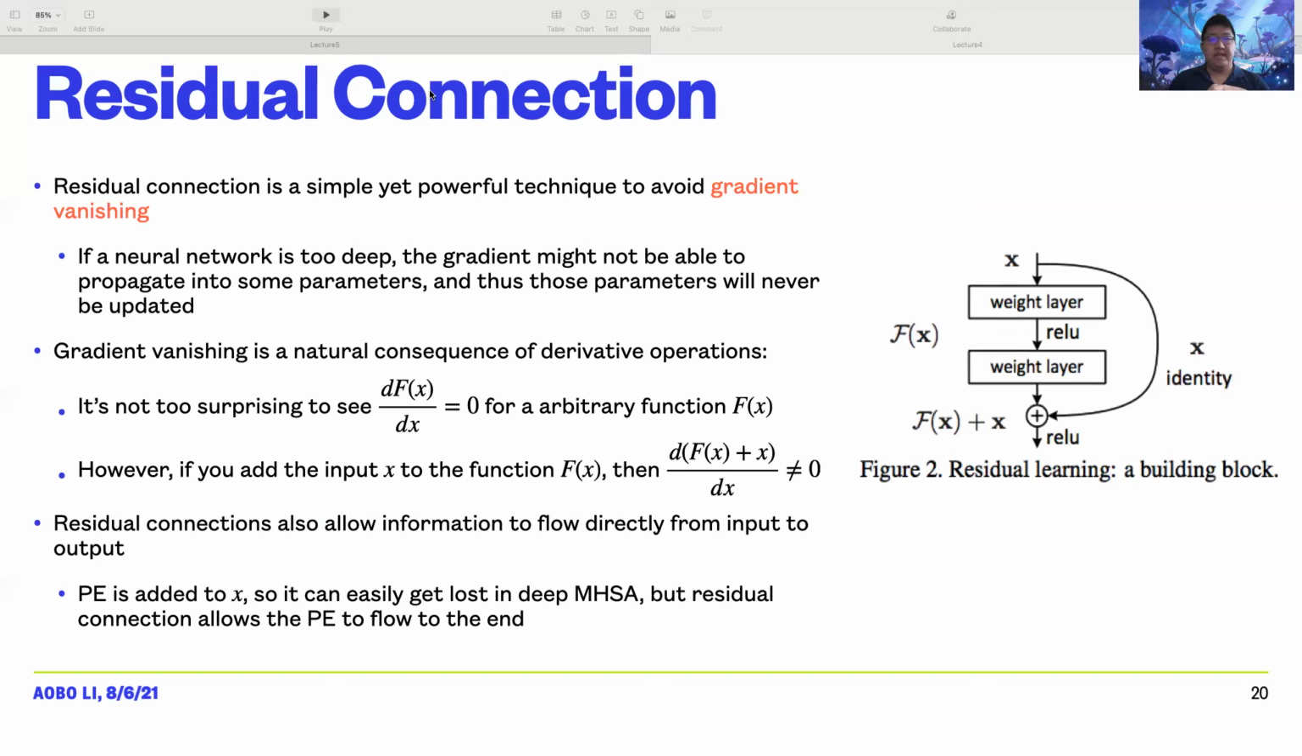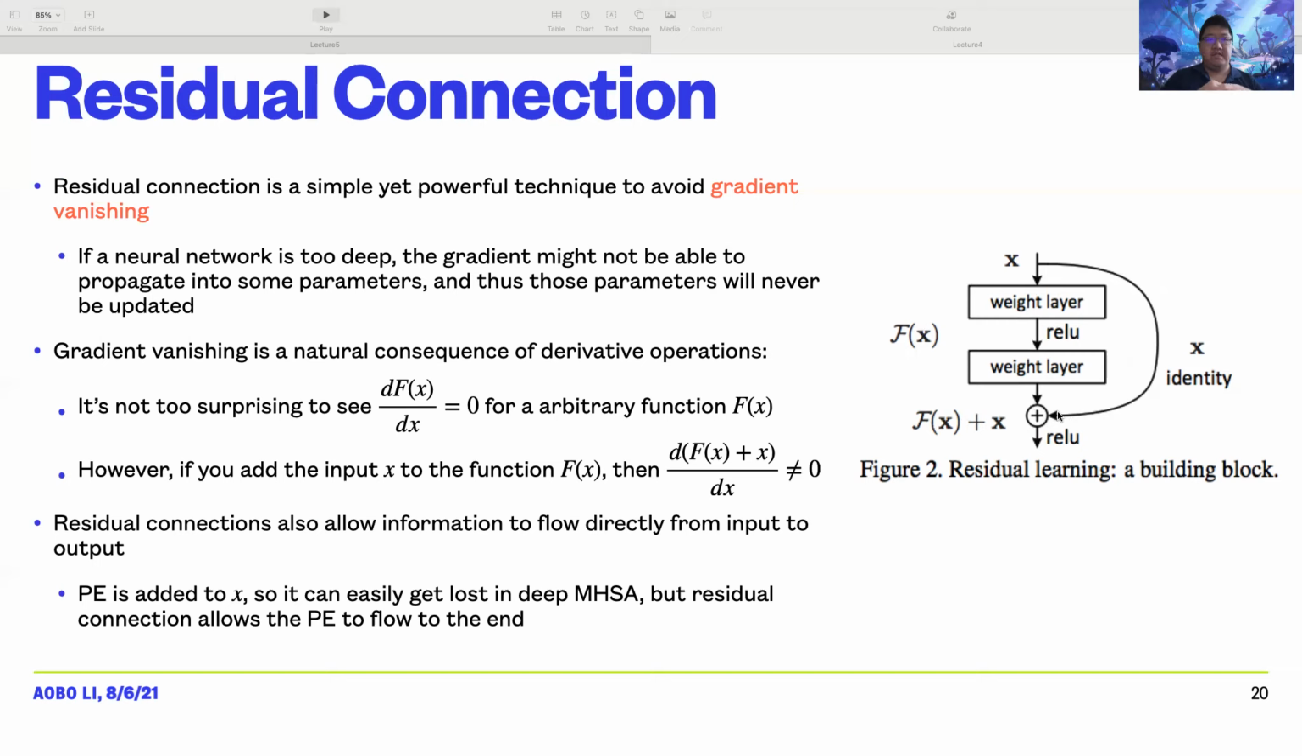However, what you can do is add the input x to the function f(x). Now you redefine your new function as f(x) + x. Then if you take a derivative of it, it's never going to be 0. It's at least going to be 1, right? Because dx/dx equals 1. So the idea of residual connection is based on this. You have some neural network function f(x) here, and on the output, you add x to your function f(x), and then you feed it into the next layer.